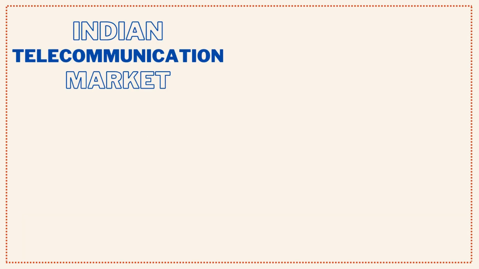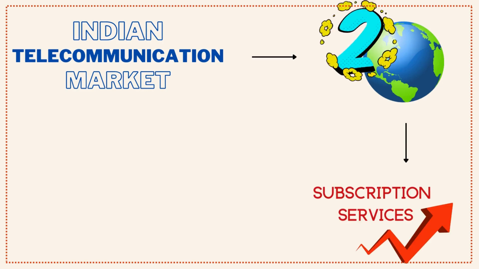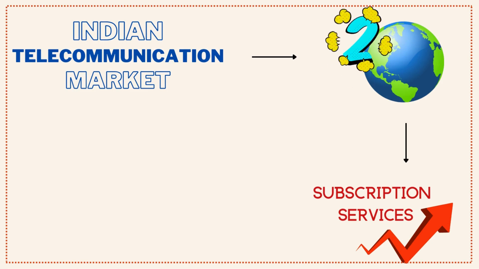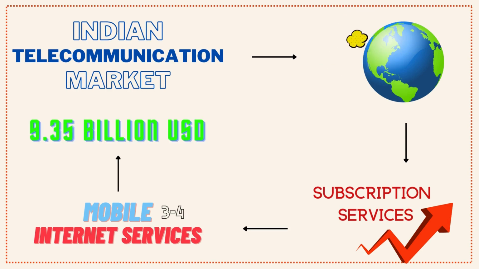The Indian telecommunications market, which is the world's second largest, has seen a drastic rise in the subscription services. While the mobile telephone in India took several years to reach near universal penetration, in the case of mobile internet services, it has taken just 3 to 4 years. The gross revenue of the telecom sector has been approximated at 9.35 billion US dollars in the third quarter of the financial year of 2021.